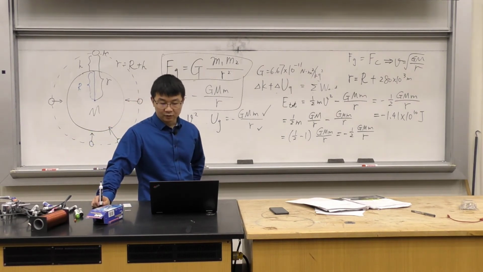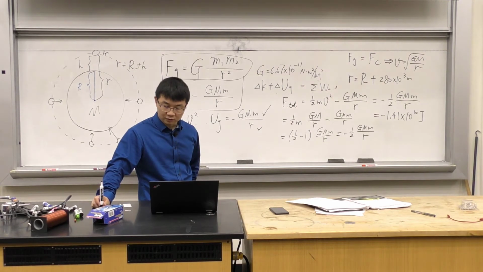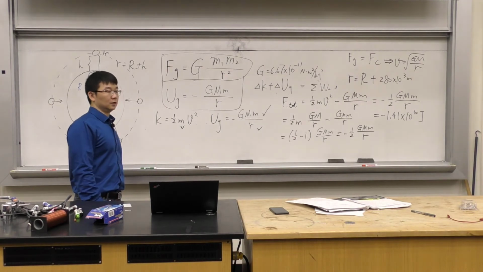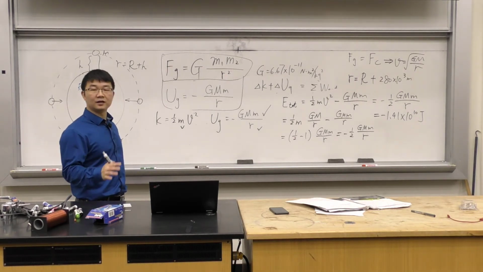Okay, the same satellite orbiting 280 kilometers, a rocket engine boosts it into a geosynchronous orbit. What does this term mean? It means it remains over a fixed position on the Earth. How much work does the engine have to do? Okay, we're finding work. Again, doesn't matter how complicated this problem is.